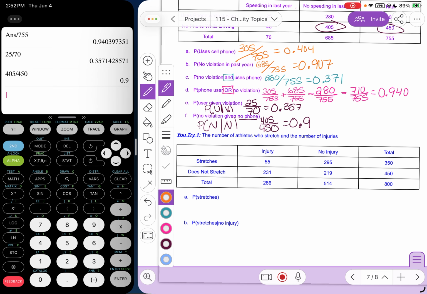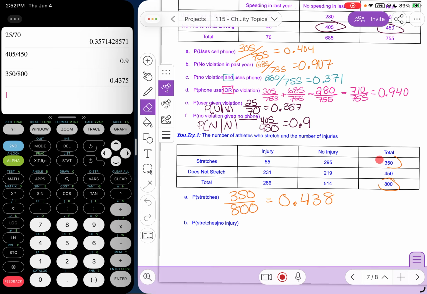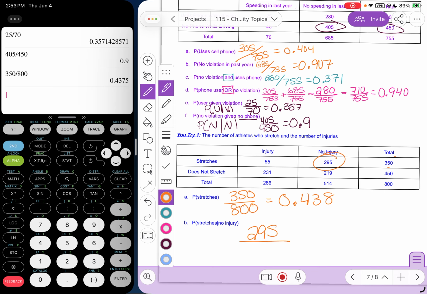Okay, probability of stretches. So your stretches total is 350. Out of the total is 800. 350 out of 800 is 0.0438. Okay. And then for B, we have the vertical line. So stretches given no injury. So on top, we do both. Stretches and no injury, over the no injury total, which is 514. So 295 divided by 514 is 0.574.